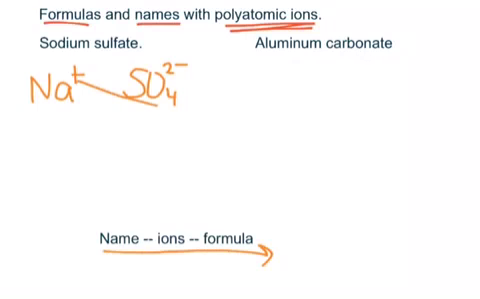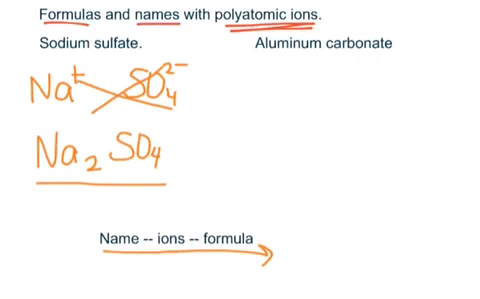So I take the 1 here and the 2 here, and I cross that down. I get Na2, SO4, and I only have one of those, so I can just write it as SO4. And that is the formula for sodium sulfate, right there.